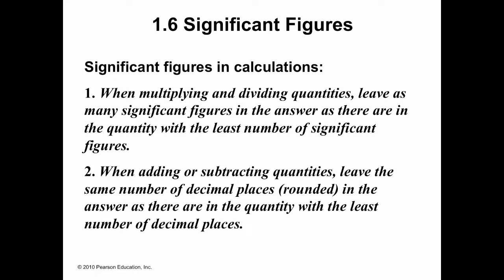That's the challenge. So for significant figures in calculations, there are a couple of rules, and this is based on whether we add and subtract or whether we multiply and divide. When we multiply and divide quantities, leave as many significant figures in the answer as there are in the quantity with the least number of significant figures. When adding or subtracting quantities, leave the same number of decimal places, rounded, in the answer as there are in the quantity with the least number of decimal places.